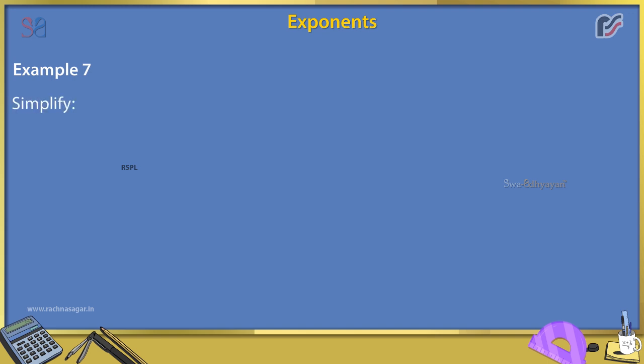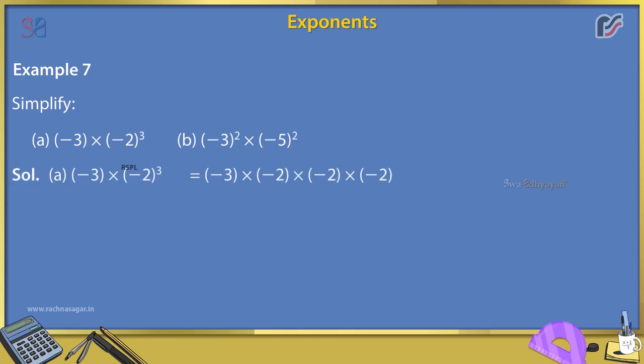Example 7. Simplify. A. (-3) × (-2)^3. B. (-3)^2 × (-5)^2. Solution. A. (-3) × (-2)^3 is equal to (-3) × (-2) × (-2) × (-2), which is equal to (-3) × (-8), which is equal to 24.